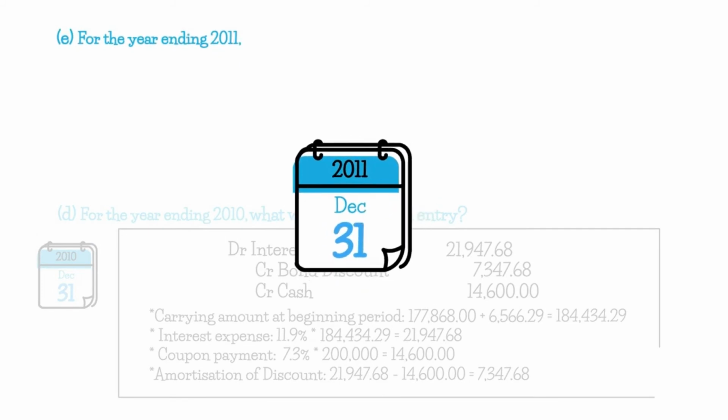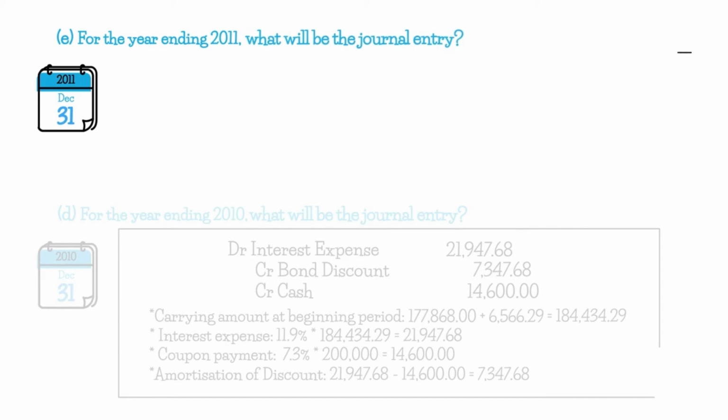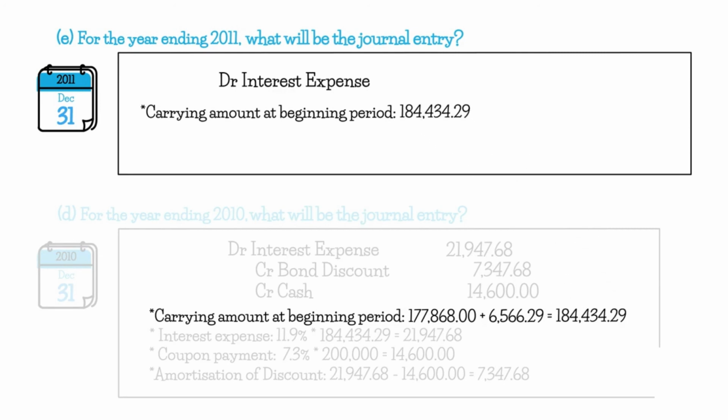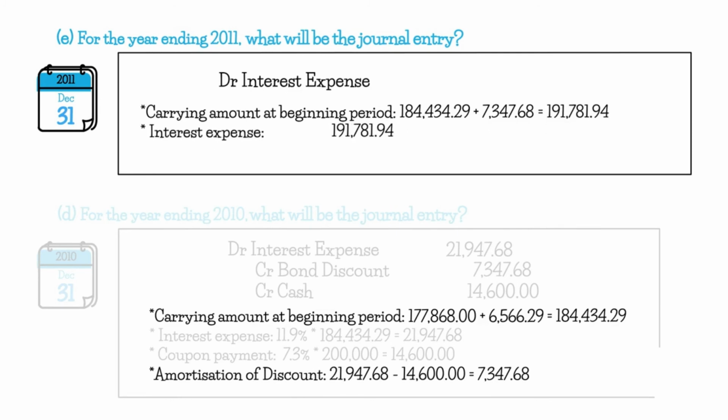We now come along to part E. So for the year ending 2011, what would be the journal entry? So we're going to have a journal entry to record that final interest expense, coupon payment, and also to close off the bond payable, we have a final payment journal entry. So debit interest expense, so it's equal to that carrying amount multiplied by the market rate of 11.9%. So we estimate our carrying amount. We take the carrying amount from the previous question, and we're going to add that additional amortization from the previous year. So this gives us a new carrying amount of $191,781.94.